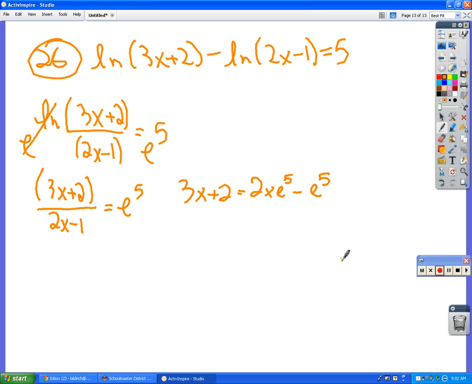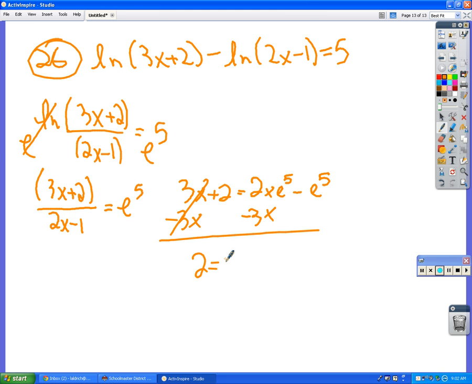What do you do now? Nothing. Minus what? That's good. So how do you want to do that? Which one do you want to bring to what side? Do you want to bring this over? 3x to the other side, so we subtract 3x from both sides.